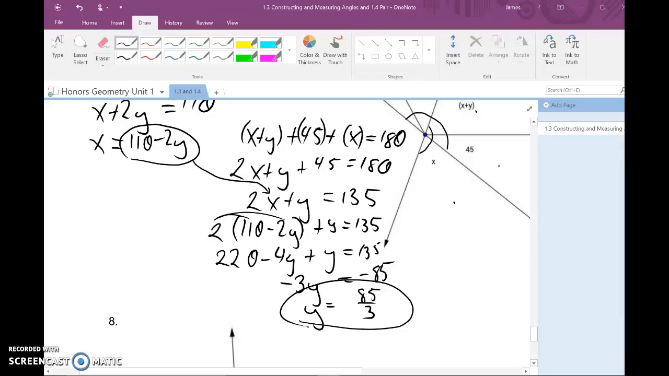Now the last thing here is that we still need to get our x value. So what I'm going to do here is take this value for y and plug it back into this up here. Okay, and then I'm going to go ahead and put some arrows here to help my reader follow my work, but I'll have x equals 110 minus 2, and instead of y it was 85 over 3.